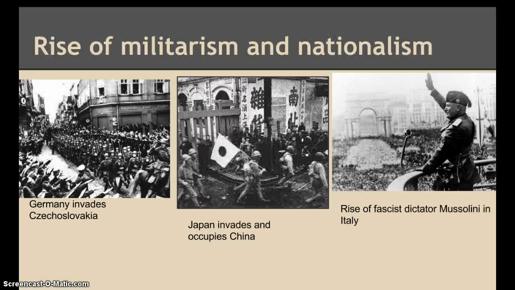And so what's going on in the 1930s? There is a lot of increased aggression towards smaller countries. Militarism, nationalism. So please put down the 3 images that I have. This is for number 3.